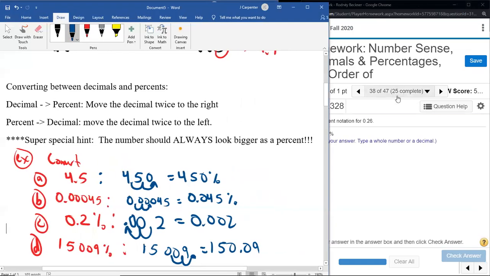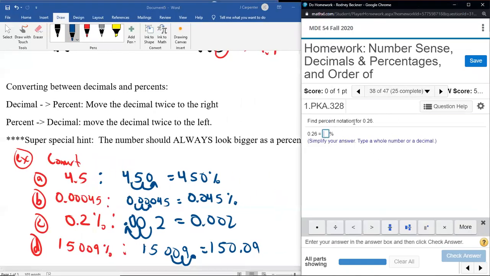All right, so let's see if we can get this right then. Find the percent notation for 0.26. So the percent should always look bigger. I actually like to tell myself that first because it can help me know which way to move without doing it wrong first. So we were supposed to make a percent number, so we're supposed to make a number that looks bigger than this. If I go left, it's going to make it look smaller and smaller and smaller. That tells me to go right twice, and you'll end up with 26.